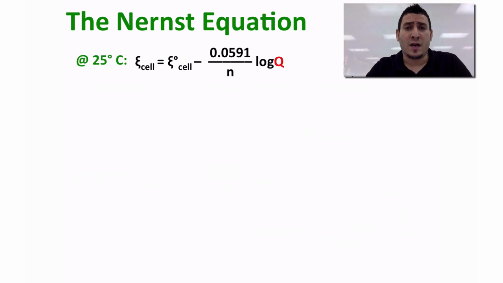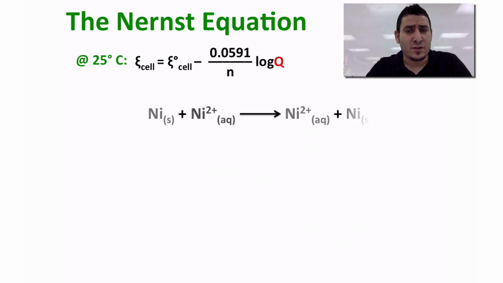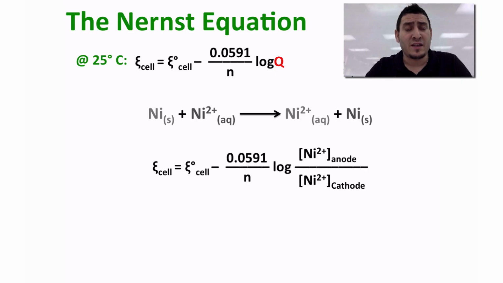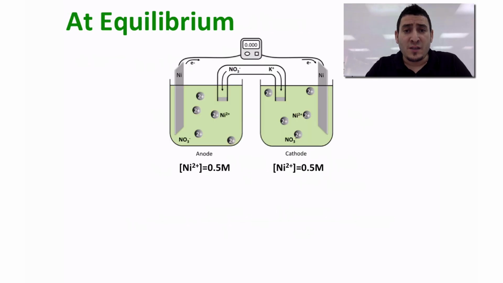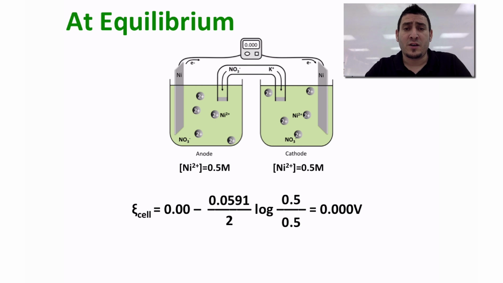Using this equation now, we can calculate the cell potential, where Q is equal to the concentration of nickel at the anode divided by the concentration of nickel at the cathode. Replacing these concentrations by their initial values, the 1 molar and the 1.0 times 10 to the power minus 3 molar, this will give us a cell potential equal to 0.089 volt. At equilibrium, where both concentrations are equal, the cell potential will be equal to 0.